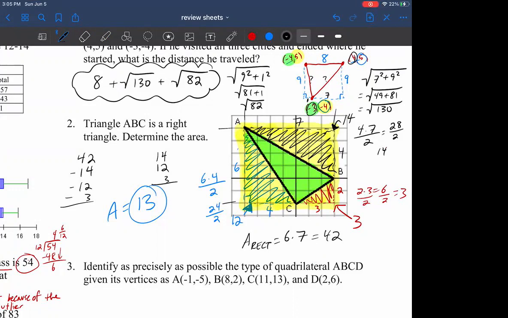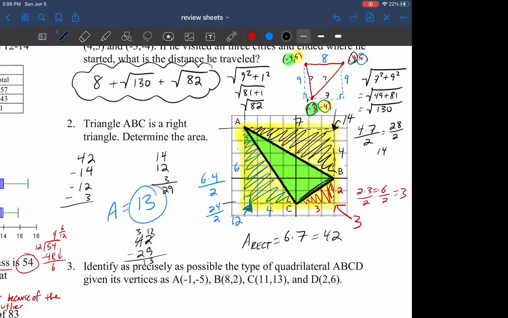So 4 and 2 makes 6. 6 plus 3 is 9. 1 and 1 makes 2. So the area of the triangles is 29. So now let's take the rectangle, which was 42, take away the area of the triangles, which was 29. And that's going to leave 13. Same area.